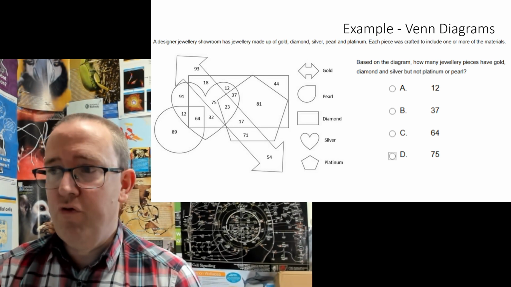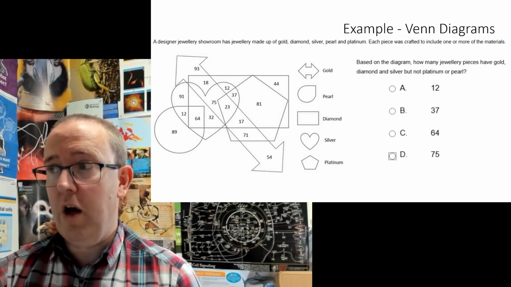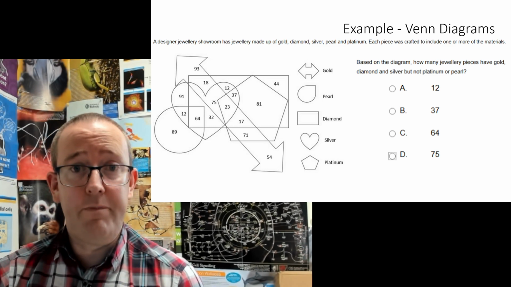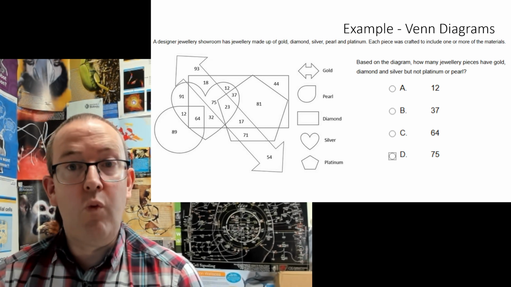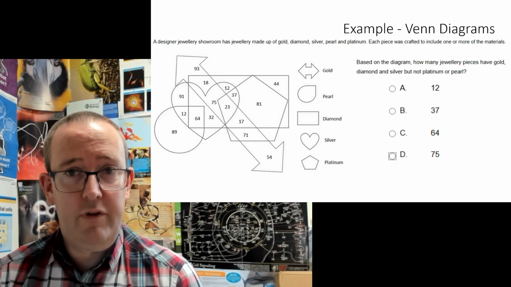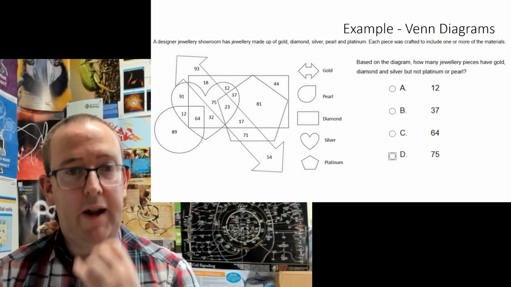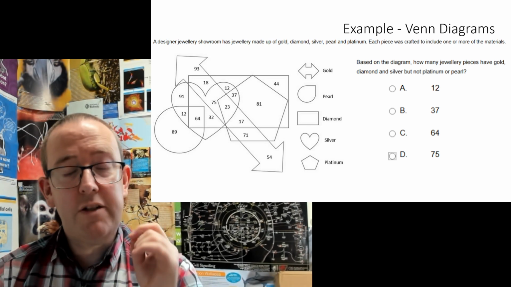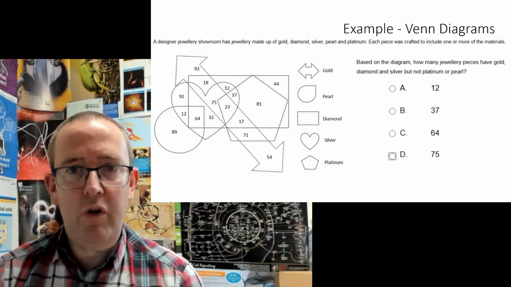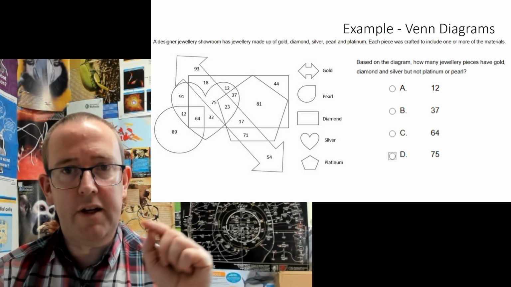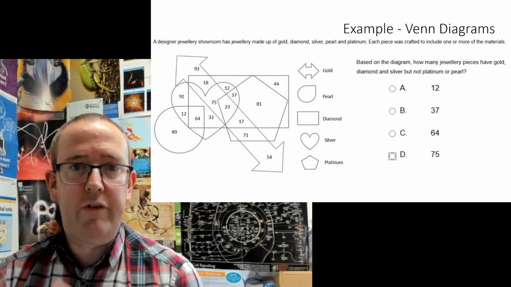A designer jewellery showroom has jewellery made of gold, diamond, silver, pearl and platinum. Each piece was crafted to include one or more of the materials. Okay, so we've got gold, pearl, diamond, silver and platinum. So based on the diagram, how many jewellery pieces have gold, diamond and silver but not platinum or pearl?